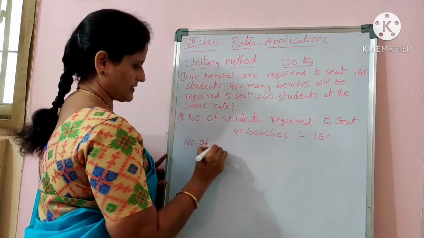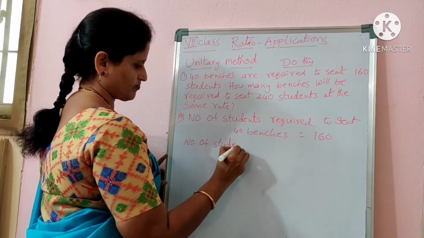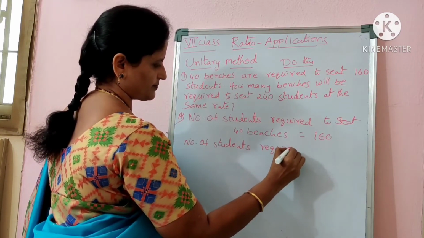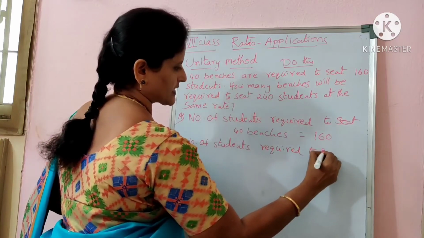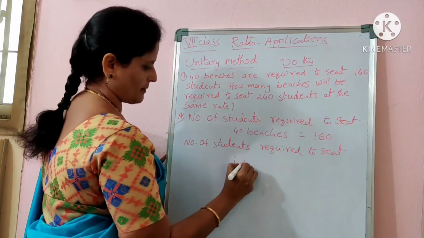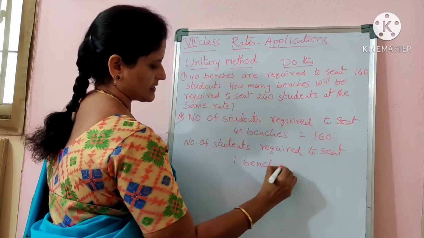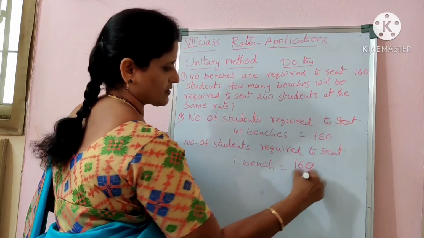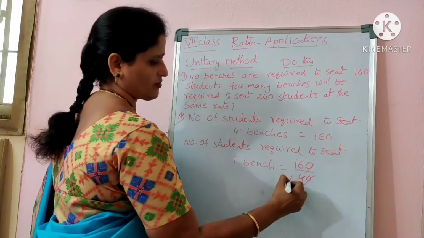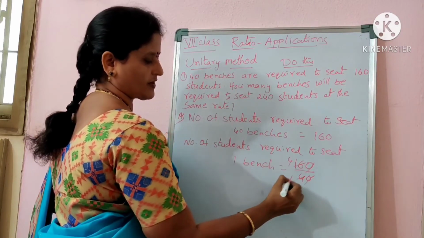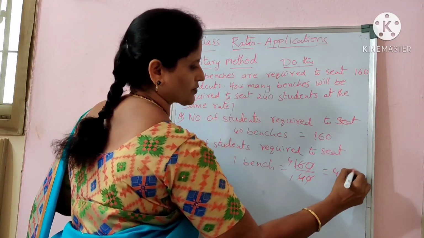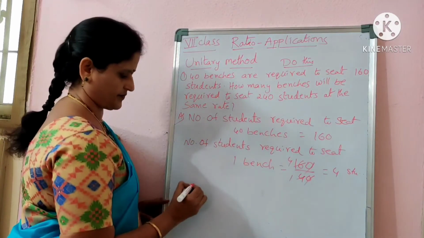Number of students required to seat 1 bench is equal to 160 by 40. Zeros cancel. 4 ones are 4, 4 fours are 16. That is equal to 4 students.